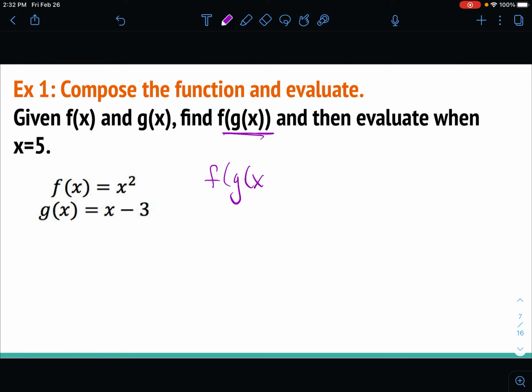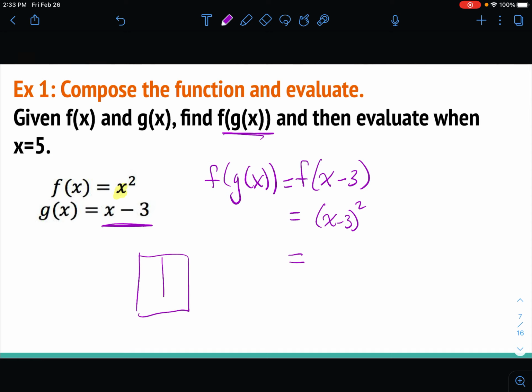So f of g of x. g of x is x minus 3, so I'm going to use that as the input. Now when I look at function f, where do I put the input? Right here, in for x. So we're going to say that this is the input squared. Now, quick reminder, and you don't have to use the area model, but please remember this is x minus 3 times itself. So you should end up getting x squared minus 6x plus 9 when all is said and done.